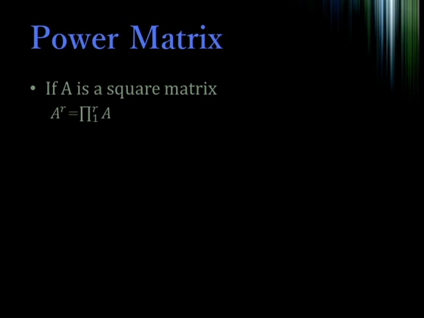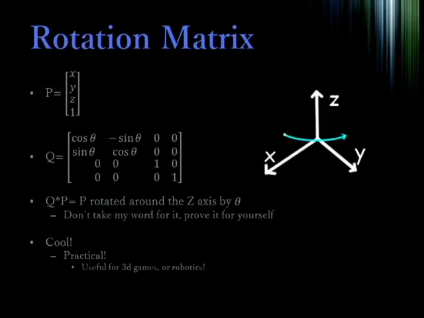Let's try to do something cool before the end of this lecture, so we're going to talk about the rotation matrix. Let's say you're working in three-dimensional space, for example, a video game or a robot. And for whatever you're controlling, you have a coordinate x, y, z, which represents the position in 3D space of that object.